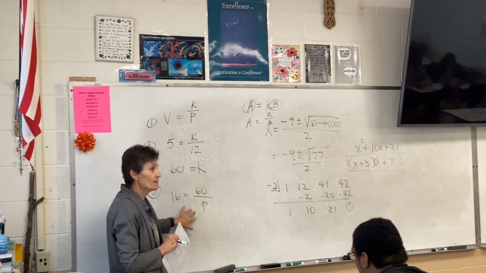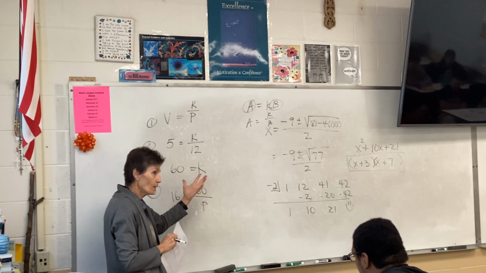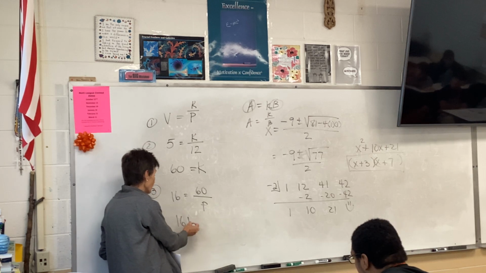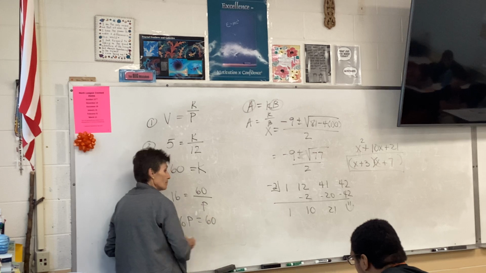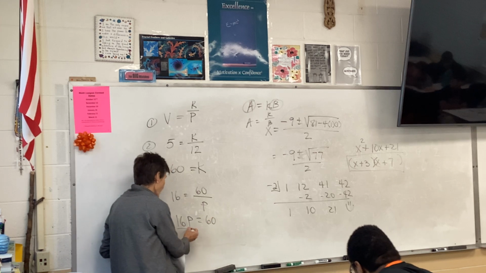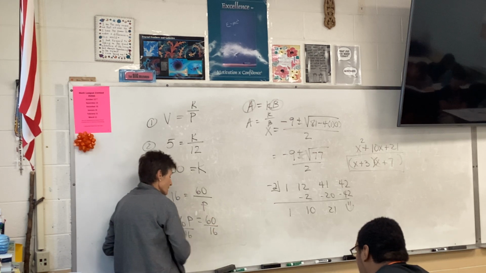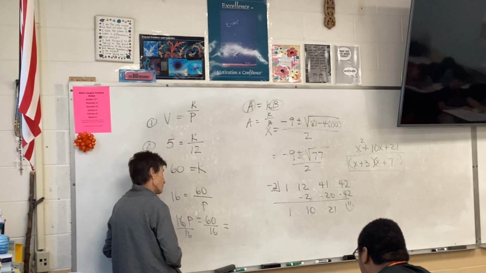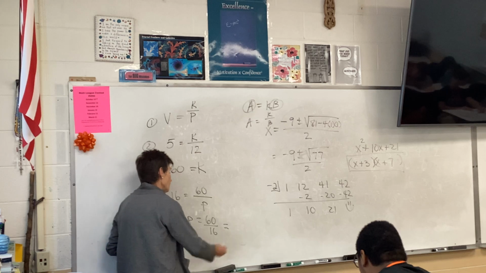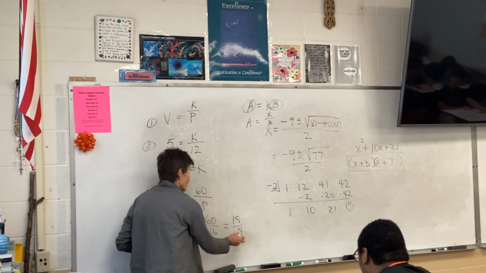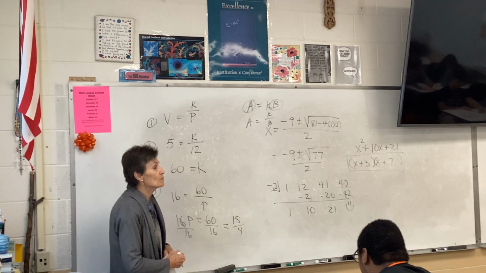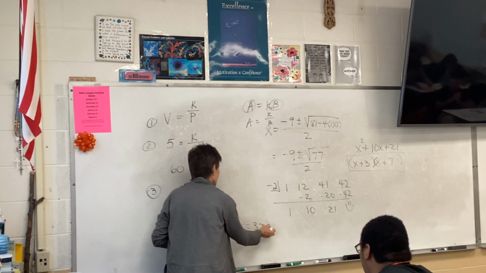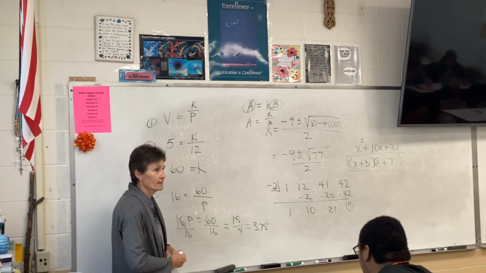Now, when you solve this, use your head. You know how to do this. Can't deal with a denominator. Multiply it over here and then divide by 16. So what does P equal? I don't know. 15 over 4. Which if you type that in on your calculator would be 3.75, I think, which would be fine.